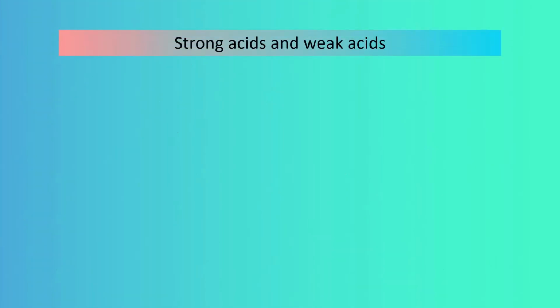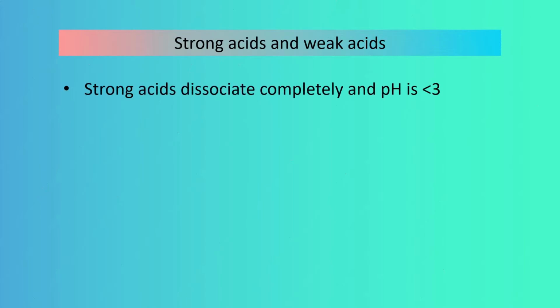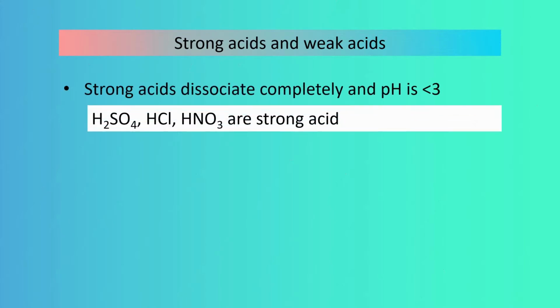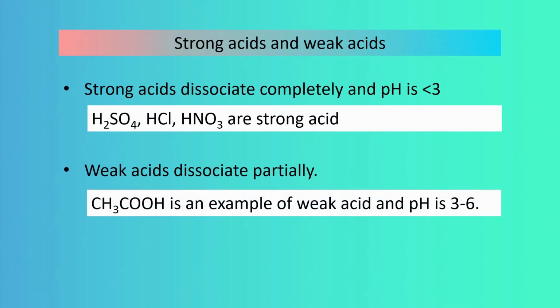Strong acids and weak acids. Strong acids dissociate completely and the pH is less than 3. Sulfuric acid, hydrochloric acid, nitric acid, etc. are examples of strong acids. Weak acids dissociate partially. Ethanoic acid is an example of a weak acid, and the pH is 3 to 6.